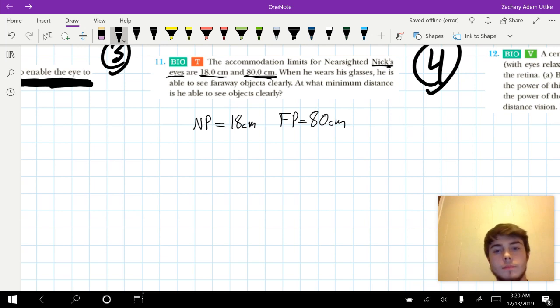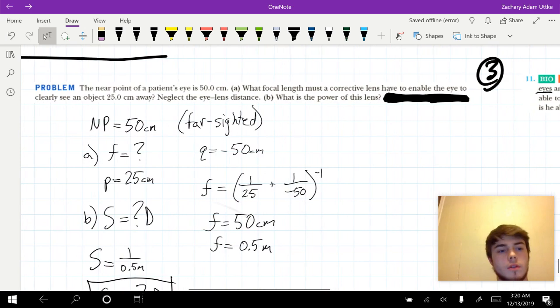Okay, at what minimum distance is he able to see objects clearly? So we're going to be looking for P, and when he wears his glasses, so P equals infinity.